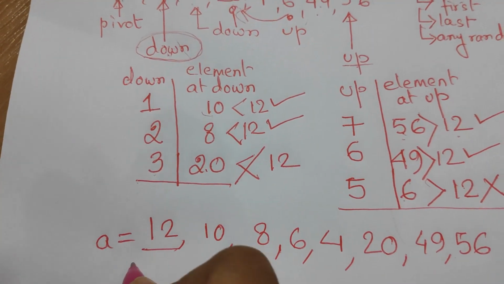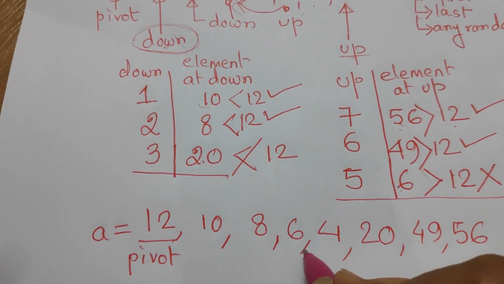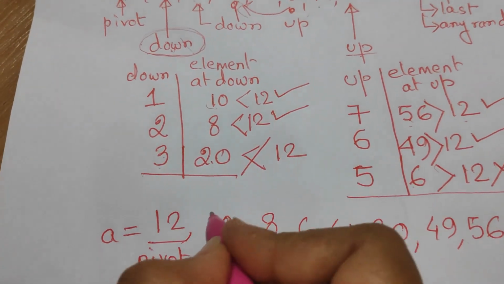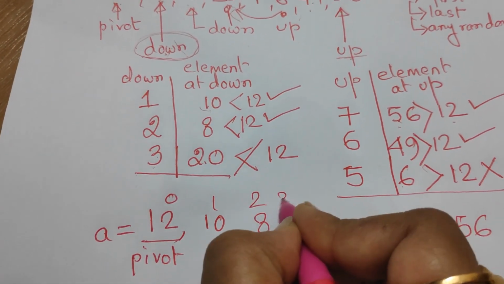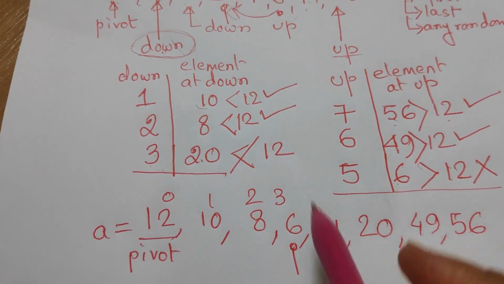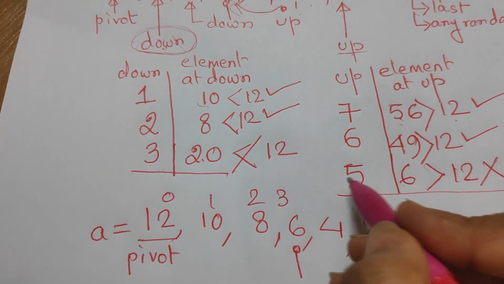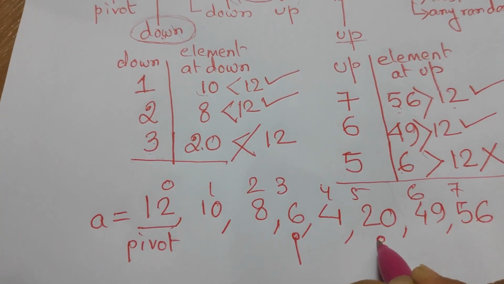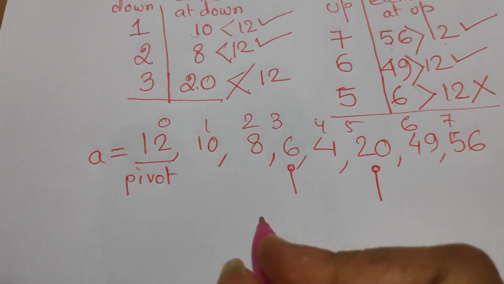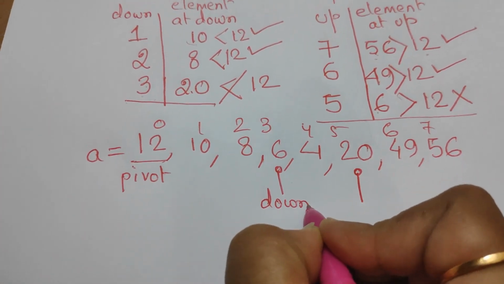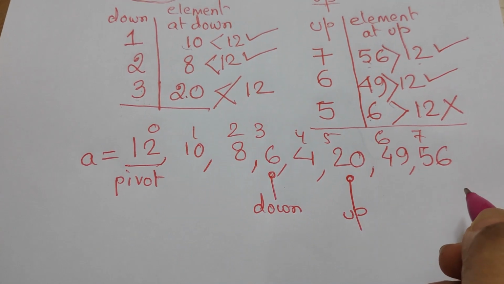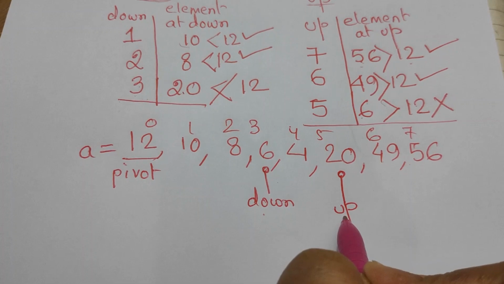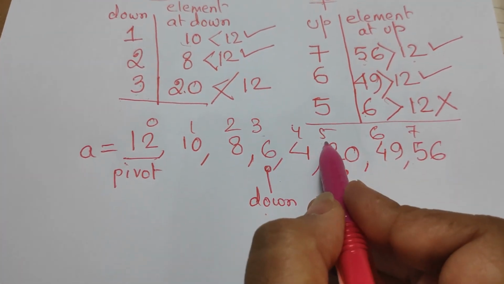Now this is still our pivot. Down was pointing at this index. You see, down index is 3. So 0, 1, 2, 3. So down index is 3 and up index is 5. Down is pointing at this location, up is pointing at this location, correct? So down index is less than up index. Down index is 3, up index is 5, correct?